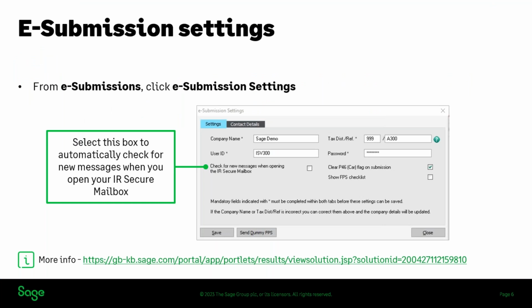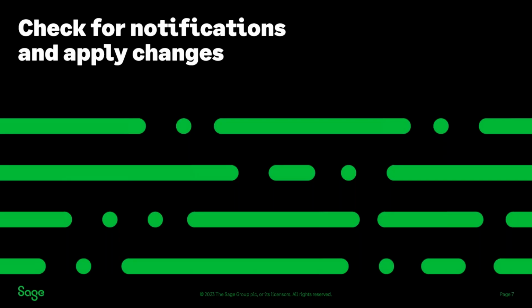So that's it for setup. Assuming that you've got electronic notifications enabled in your HMRC online account, you can record your contact details. You can decide whether you want to automatically check for new messages when you open the mailbox, and then that is the setup done. So with that enabled, what we can now do is check for these notifications and apply changes directly to the relevant employee.